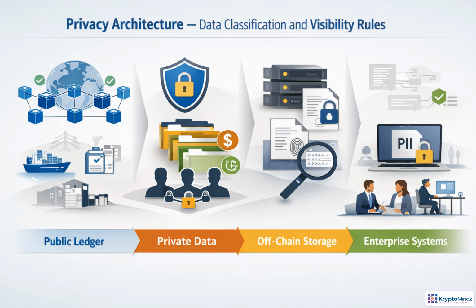A strong privacy model separates what the network must verify from what each party must protect. Shared facts, such as asset identity or custody status, can live on the ledger. Commercial terms, inspection details, and pricing usually need restricted access. Large documents and regulated records often stay off-chain, with hashes or proofs recorded on-chain. Personal data should remain inside controlled enterprise systems whenever possible. The goal is selective transparency, enough visibility for trust without exposing confidential or regulated information.